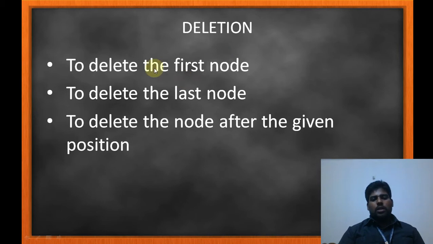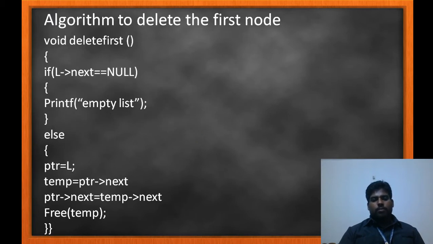First one is to delete the first node in the linked list. Second one is to delete the last node in the linked list, and the third one is to delete the node after a position. Three methods. We can see them one by one.